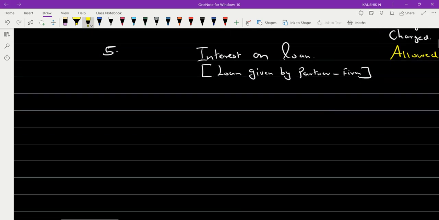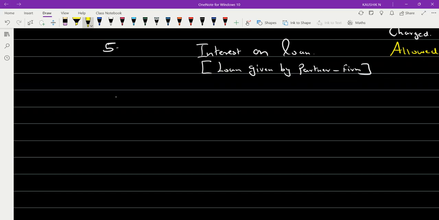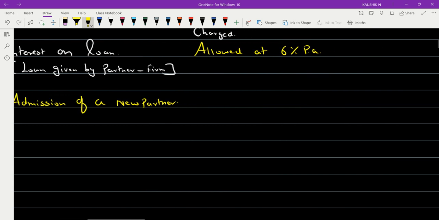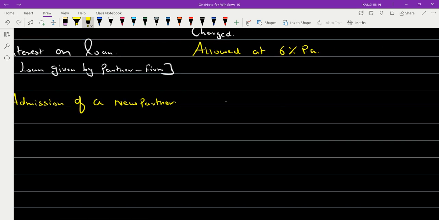Okay, the last one is the sixth one. This is nothing but admission of a partner. So for admission of a new partner, it is not allowed without the consent of all partners.